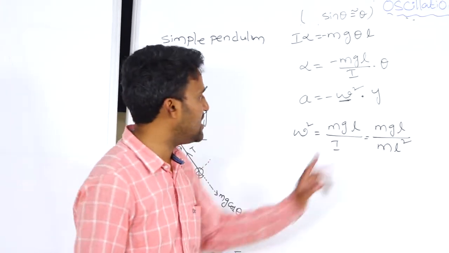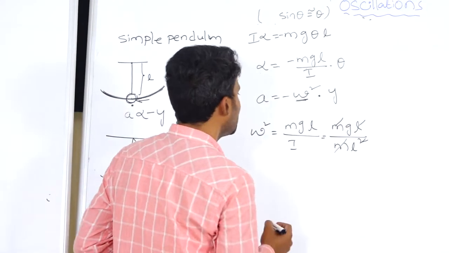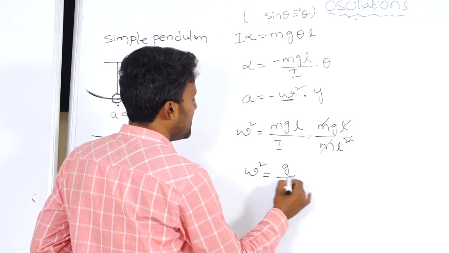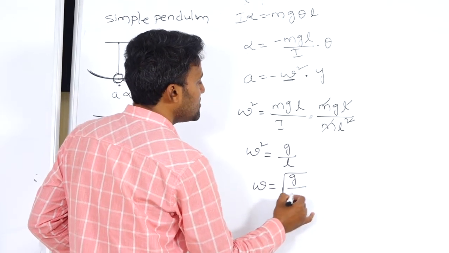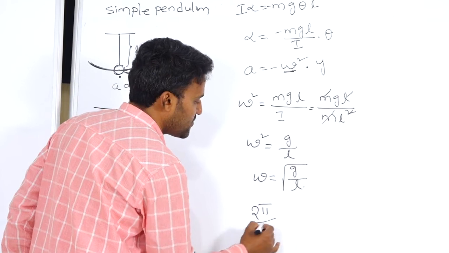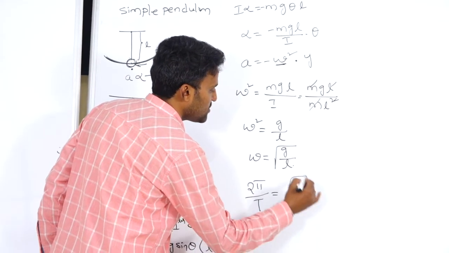R is nothing but L. So mass gets cancelled, L square and L get cancelled. You can write omega square is equal to g by L. Then omega is equal to under root of g by L. Omega means 2 pi by T, so 2 pi by T is equal to under root of g by L.